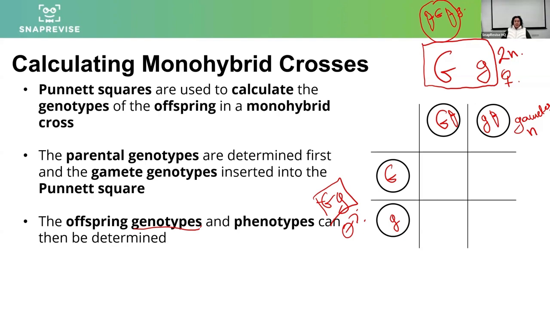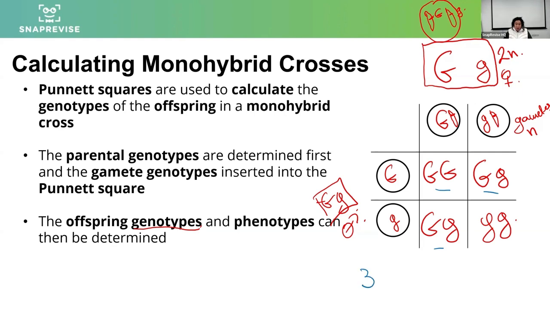One second. The possible genotypes of the offspring, which would be homozygous dominant, heterozygous, homozygous recessive. And then we can calculate the phenotypes. Let me change color here. So the phenotypes would be 1, 2, 3, the dominant phenotype, so green, and 1, the recessive phenotype, so yellow.